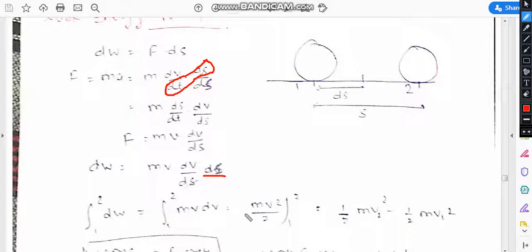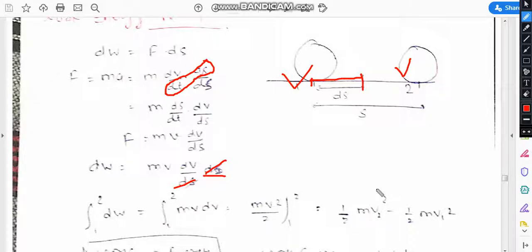times ds. Okay, because if we displace this object by a small distance ds, then the work done is mv dv by ds into ds, and this ds cancels out. So again we integrate from position 1 to 2, and this dW comes out to be the integral from 1 to 2 of mv dv, so that is half mv square.